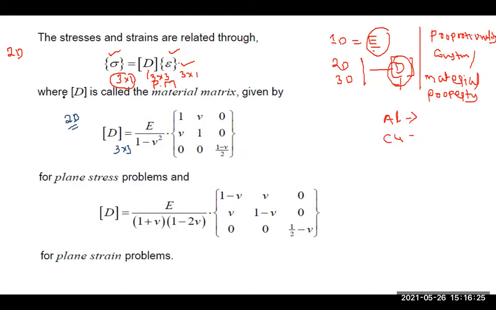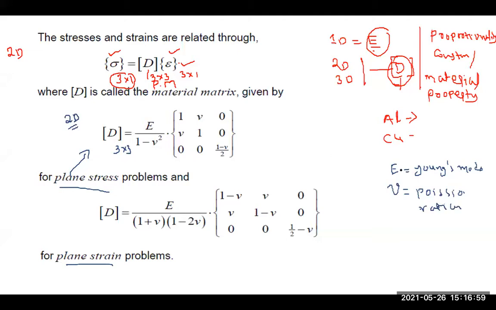Now the D matrix differs for plane stress and plane strain. For plane stress, the D matrix is defined here. That is E by 1 minus mu squared, where E is the Young's modulus, which is constant, and mu is the Poisson ratio. This Poisson ratio is also constant for a given material.